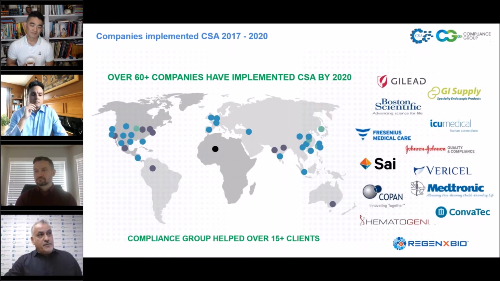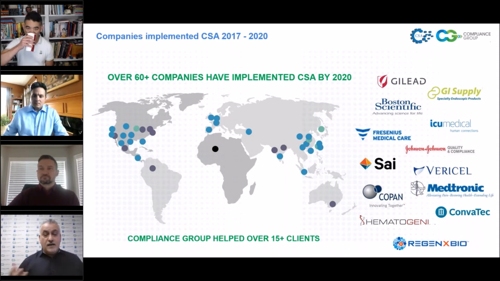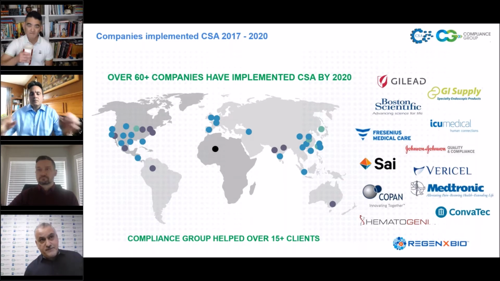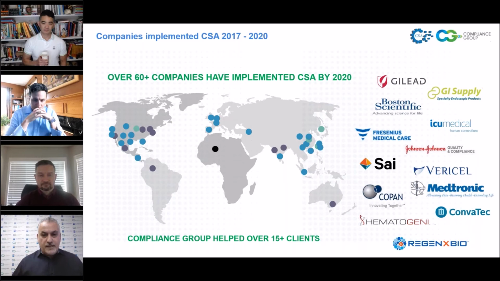Moving on. Companies that implemented CSA from 2017 till 2021 today. There are over 60 companies that we're aware of. We just put a bunch of them here that we know of and have helped. Look at these companies: Gilead, Mr. Ken Shitamori here, Boston Sci, Fresenius, all respectable billion-dollar companies, and yet they're moving in that direction. Why? Because CSA makes sense, right?